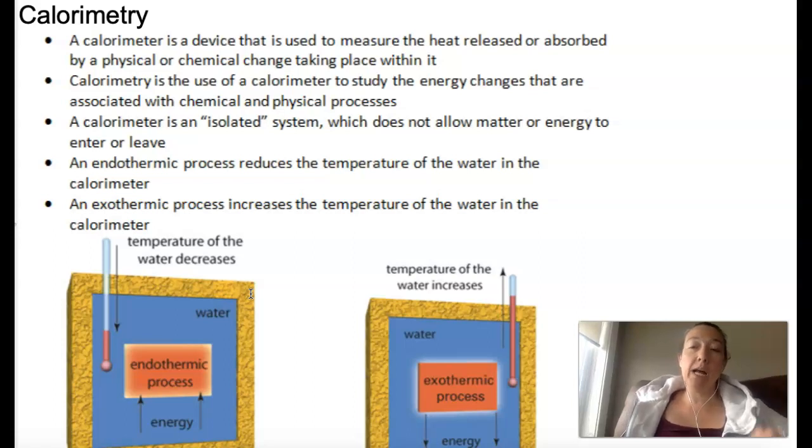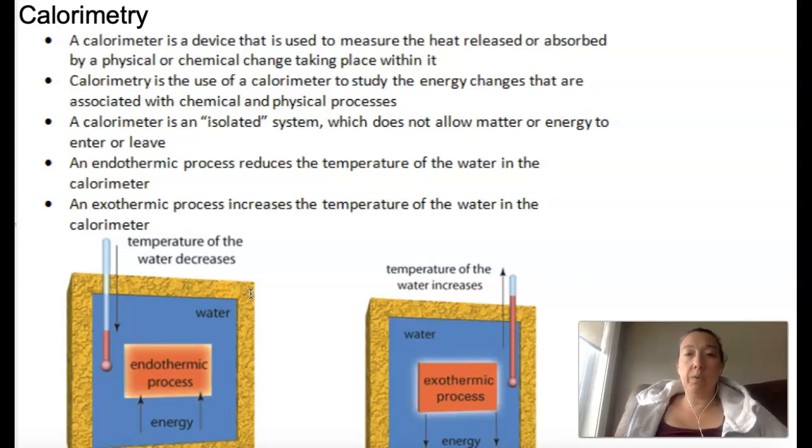A calorimeter is basically a device that we can use to measure changes in thermal energy. There's different types of calorimeters. Today we're going to talk about a simple calorimeter. In another video we're going to talk about flame calorimeters and bomb calorimeters. We use them to measure different things, okay? But they all work off the same principle, okay?